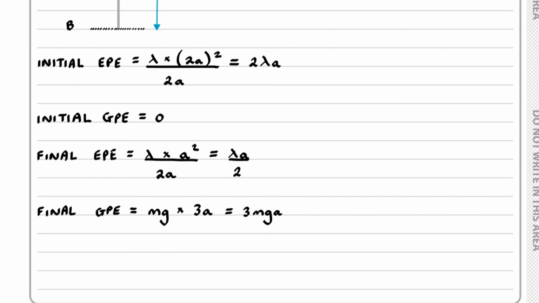And now what we can do is use the work energy principle. So we've got initial 2 lambda A. This is equal to final lambda A over 2 plus 3 mg A.